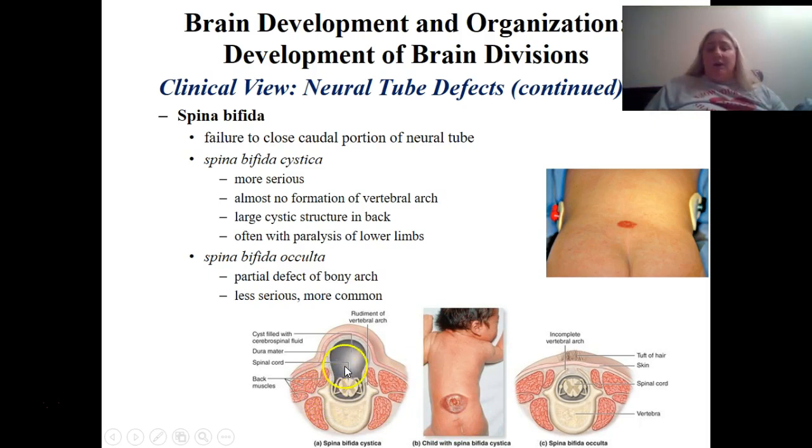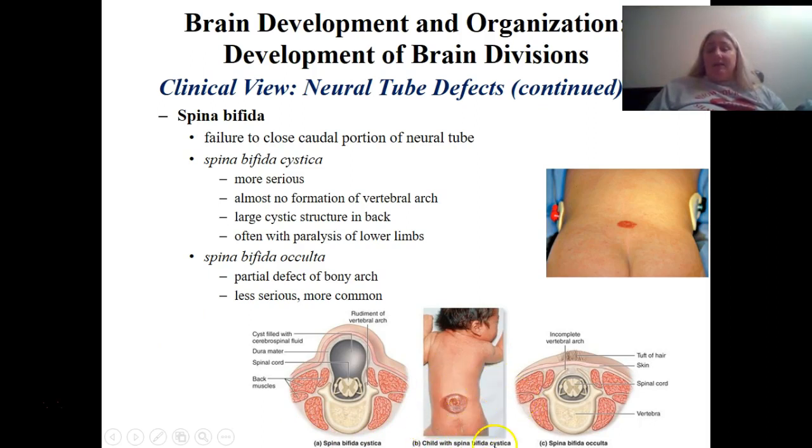With this, you don't have that vertebral arch forming, and because of that, you have this pooling of fluid out in the dermal or epidermal regions, and this can cause paralysis and other problems.